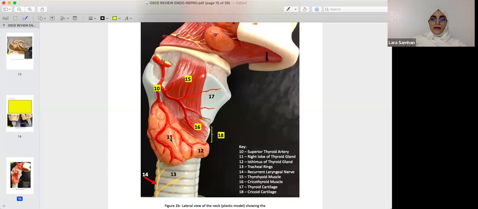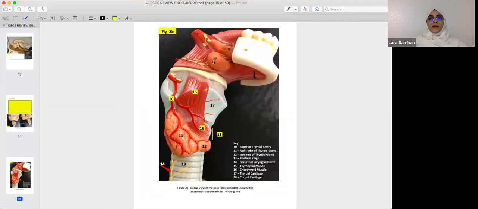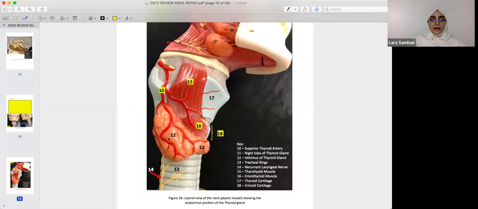So in regards to number 11, what's number 11? As we said before, this is the thyroid gland, and this is just a side section, the image of the model from the side. So this is the right side of the thyroid gland. As we said, number 12 is the isthmus, which basically connects the right and the left lobe of the thyroid gland. Because we know it's number 11, we know it's number 12.